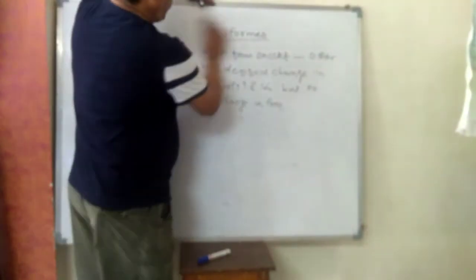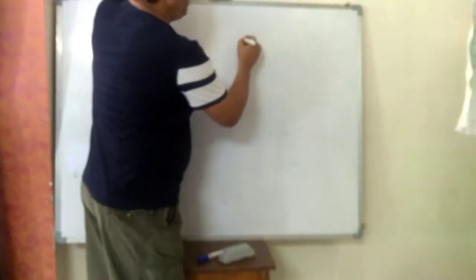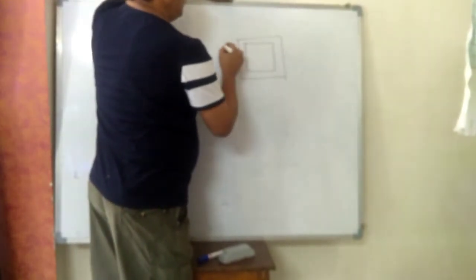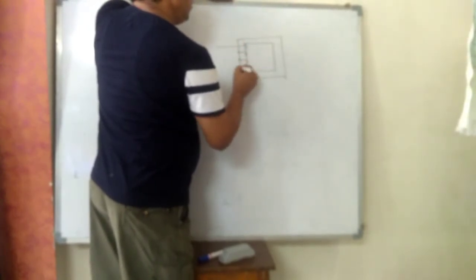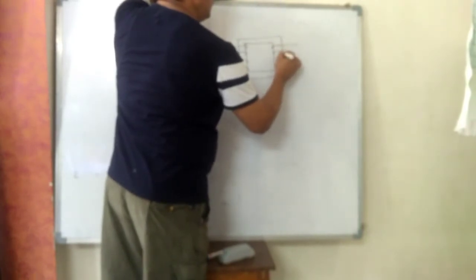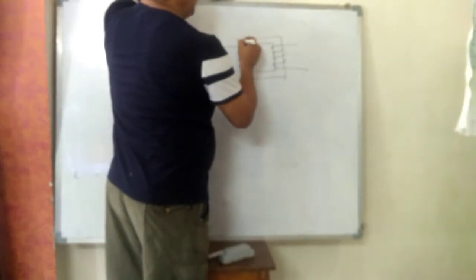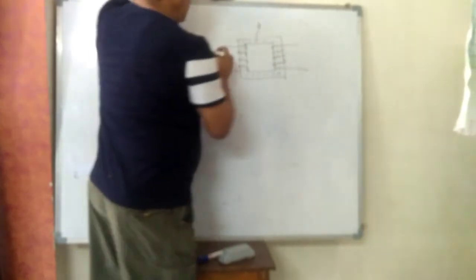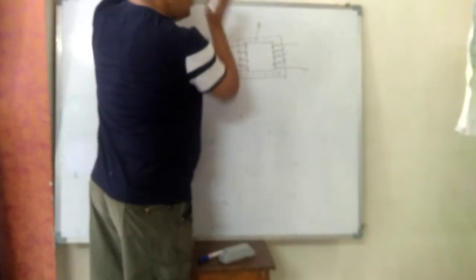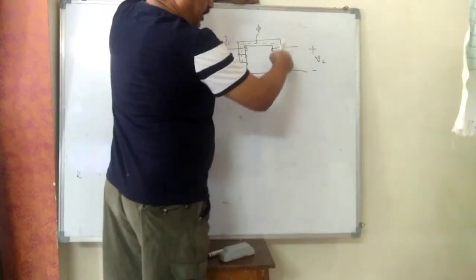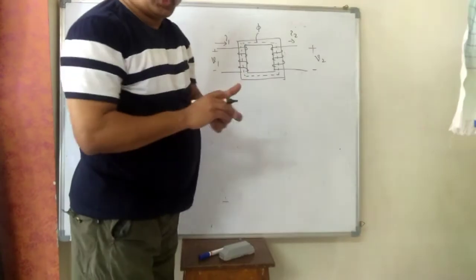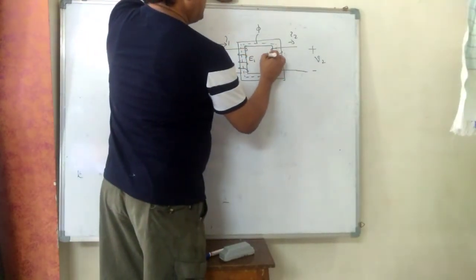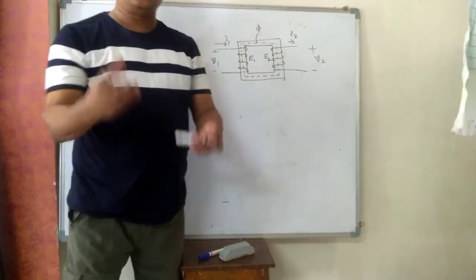Right? So I am drawing transformer symbolically. This is the magnetic circuit over which two coils are placed. This is flux phi, primary voltage V1, primary current I1, secondary voltage V2, and secondary will draw current when load is connected. That will be I2. Right? So this is induced EMF in primary, this is induced EMF in secondary. So transformer works on the principle of electromagnetic induction.